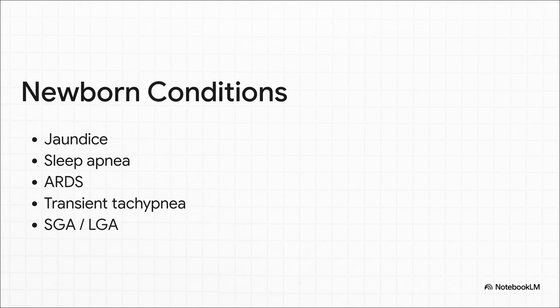When auditing NICU levels of care and MDC15 logic, you've got to actively hunt for common newborn conditions. We're looking for jaundice, sleep apnea, ARDS, and weight issues like small or large for gestational age. These specific pathologies massively drive those APR-DRG severity of illness and risk of mortality mechanics we talked about earlier.